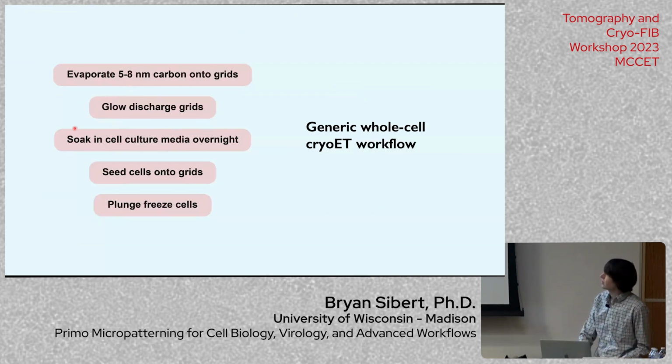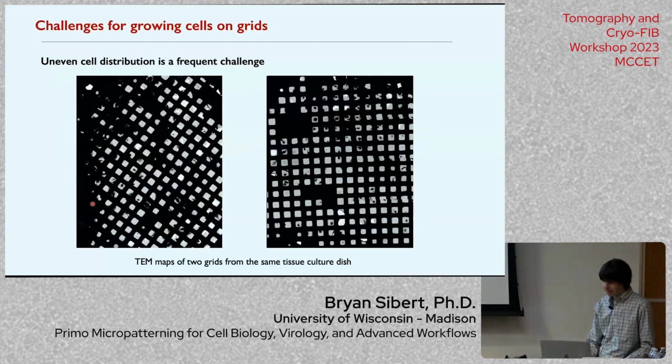Glow discharge them as normal. We soak them in culture media overnight. This allows the proteins in the FBS or media to adhere to the grid. We add the cells, and then maybe we infect them with virus, maybe we label them. So there could be steps in between here, and then ultimately we plunge freeze them.